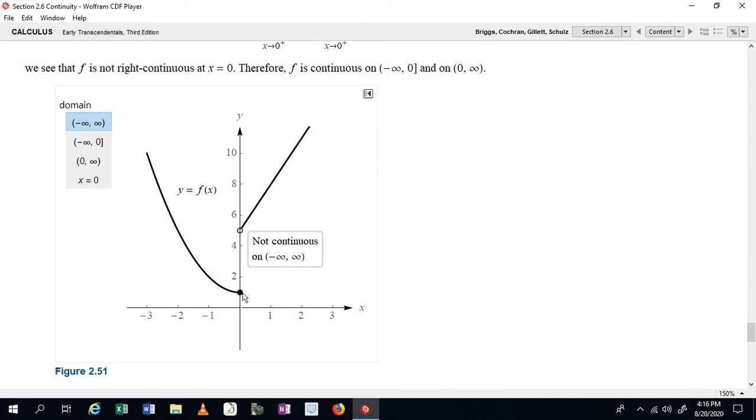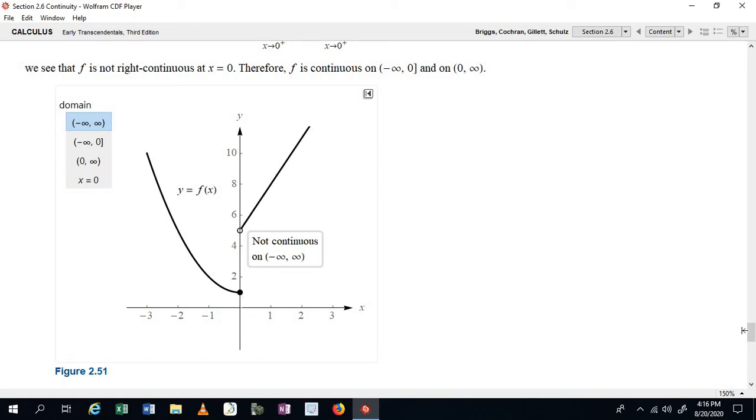But the output for this function is x squared plus 1 only for values of x that are less than or equal to 0. So this part gets cut off. It's only this part of the parabola, including this point here, because when it's equal to 0, it's still the parabola. The output is still the parabola.